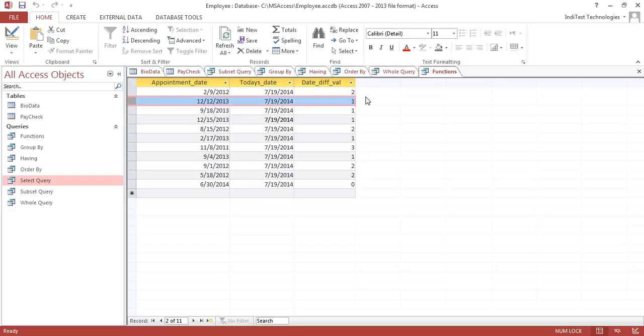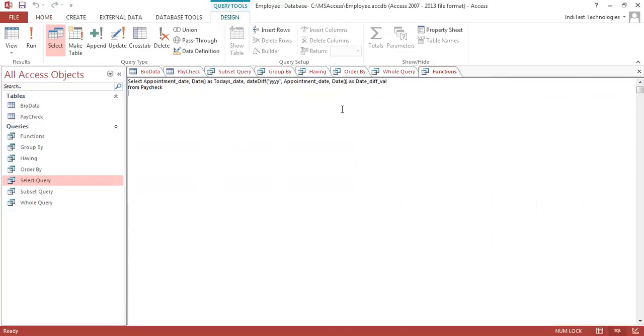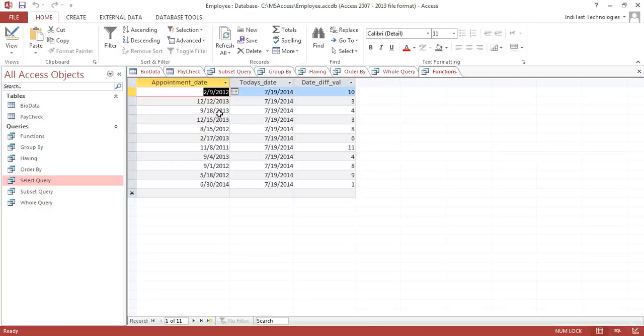And this is not just the phenomenon for the year interval. If I were to change this to, say, quarters, and try running this whole query again, you're going to see the difference. I think the difference would be pretty apparent. 12th of December was in the last quarter of 2013, and 19th of July falls in the third quarter of 2014. So count the number of quarter shifts that have happened since this date.